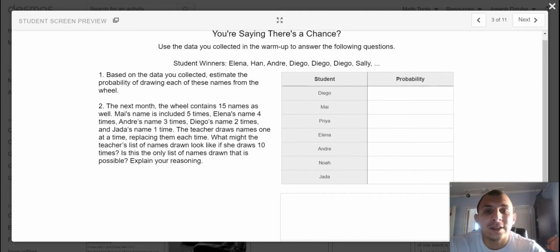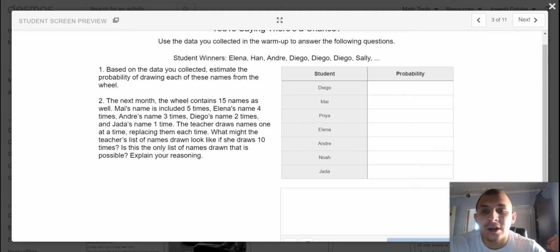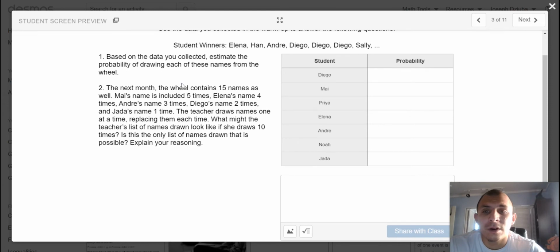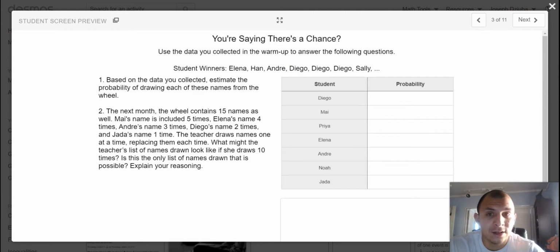Based on the data that you collected in the warm-up, answer the following questions. What is the probability of drawing each of these names from the wheel? Diego, Mai, Priya, Elena, Andre, Noah, and Jada. Okay, based on your data, so out of 15 names.